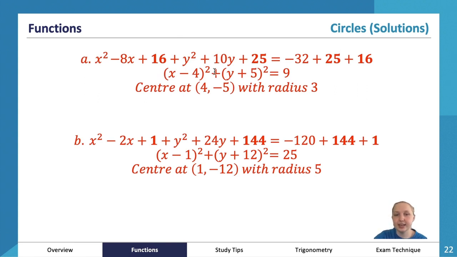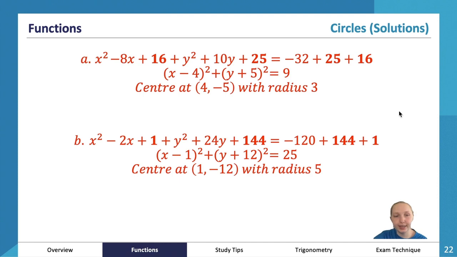And then you can see here that you have the equation of a circle. So we can say our center is going to be at 4, -5, because we're just taking the opposites. And our radius is 3, because 9 is representative of r squared. So we get our radius of 3.